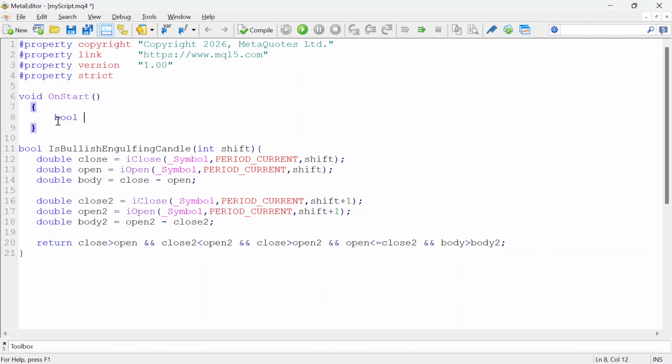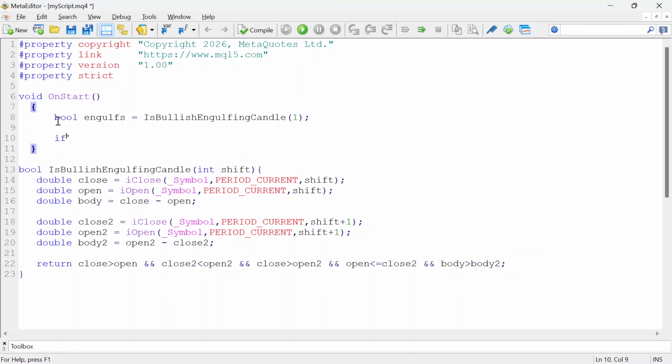Or whatever name, engulfs, let's just say engulfs, then we can say of what index. Let's start with index 1. So we can always alert this out like that. We can simply alert true or false, but of course we are more than that. We now know better. So we can simply say if this returns true, right?